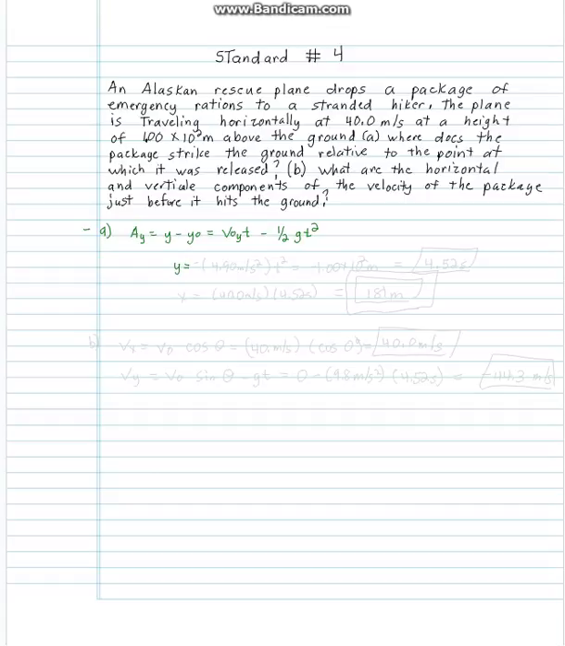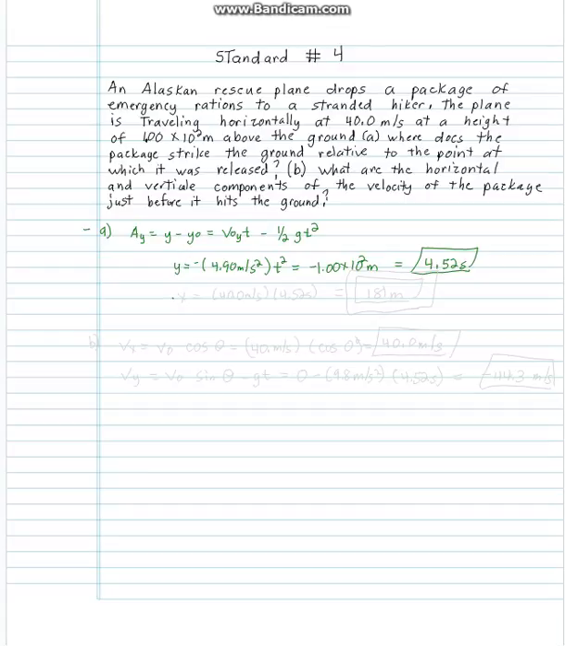And the final vertical position of the package relative to the airplane, and then we're going to solve for time. So to do that, y is going to equal a negative 4.90 meters per second squared times time squared is equal to negative 1.00 times 10 to the second meters. And when we solve for t, we come out to 4.52 seconds.